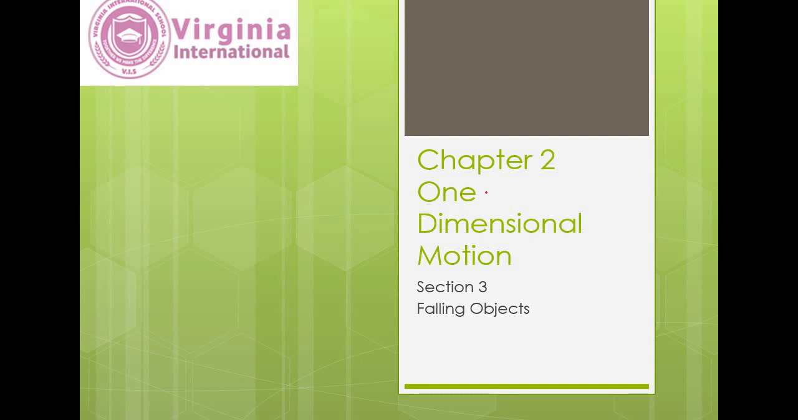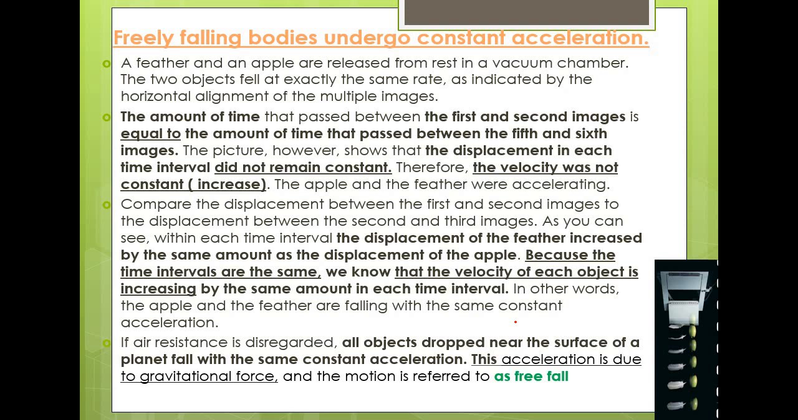Today we are going to take chapter 2, one-dimensional motion, section 3, falling objects. Free falling bodies undergo constant acceleration. When objects fall freely, they undergo constant acceleration.